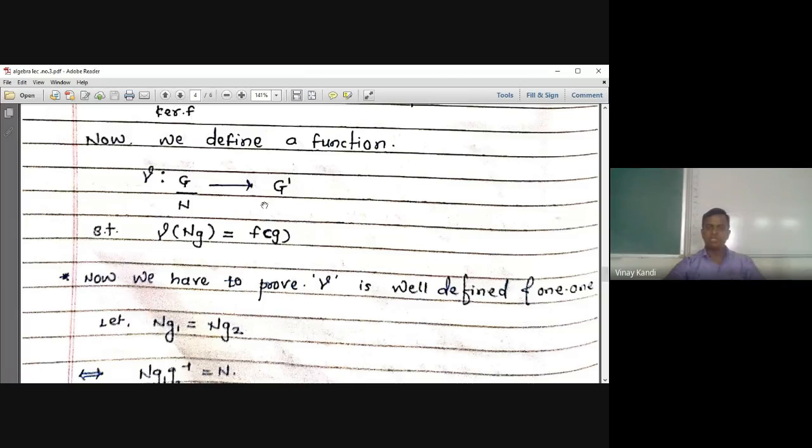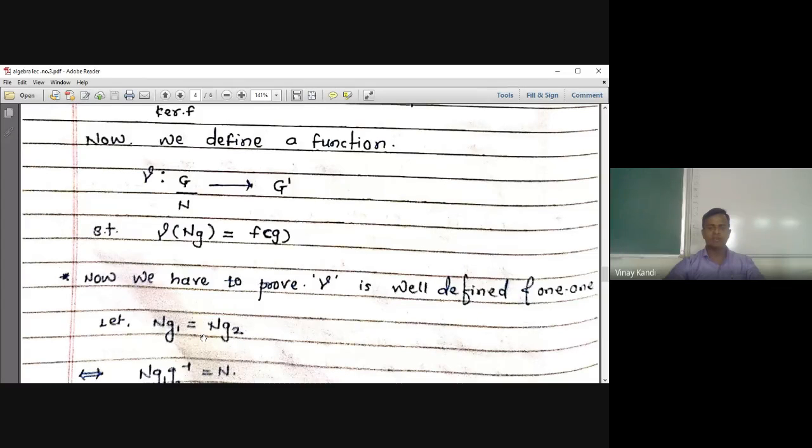आपण हे डिफाइन केलेलं आहे असं, पण हे फंक्शन आहे का नाही माहित नाही आपल्याला अजून. Okay, so we have to prove this function gamma is well defined and 1-1. For well-definedness, we assume that the image of nG1 is equal to nG2.